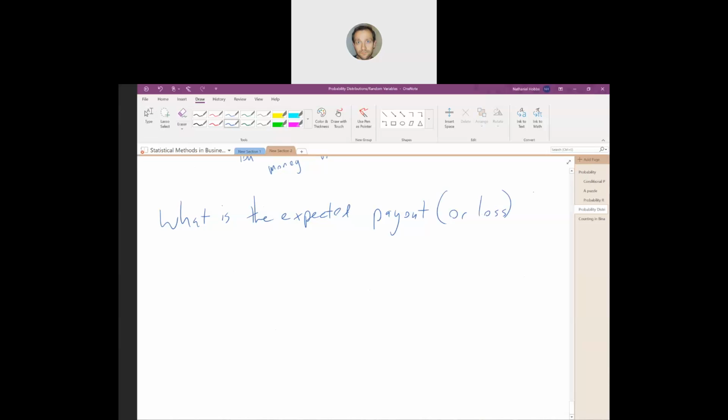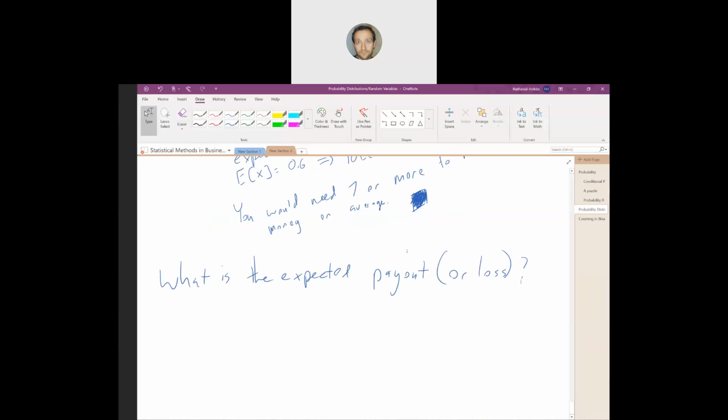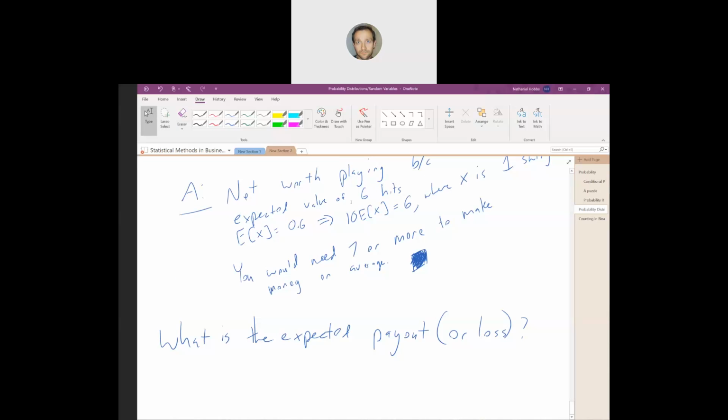It'll be a payout if it's a positive number. It'll be a loss if it's a negative number. Here, you're saying that you should not play the game because you'll lose money. If you play the game over and over and over, you'll lose money more often than you make money. So yes, stay away from the game.